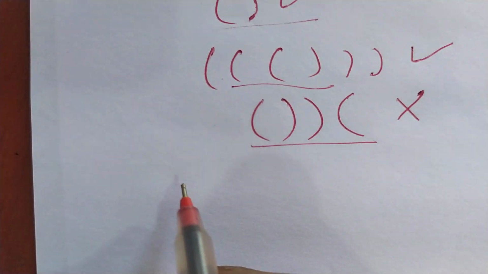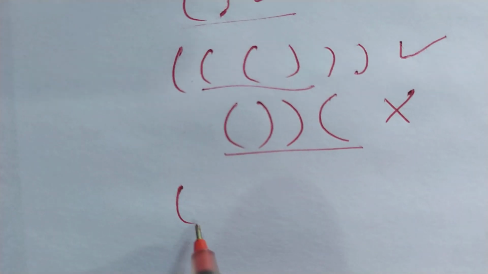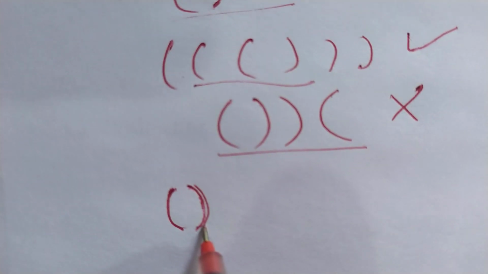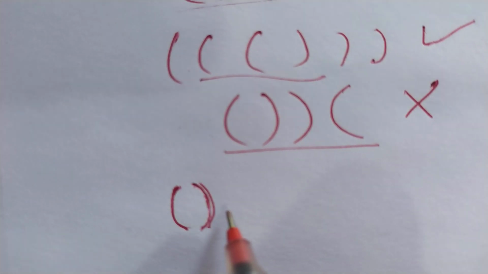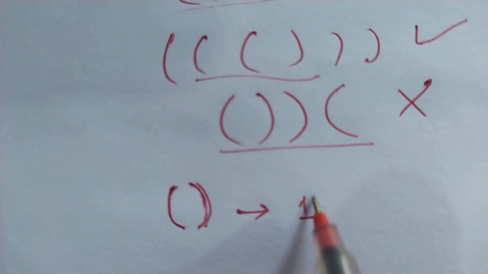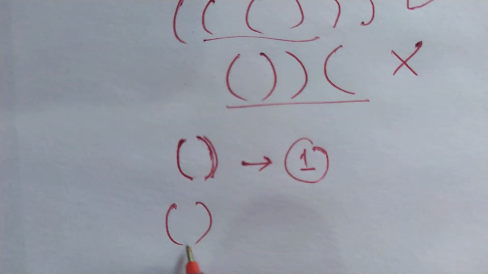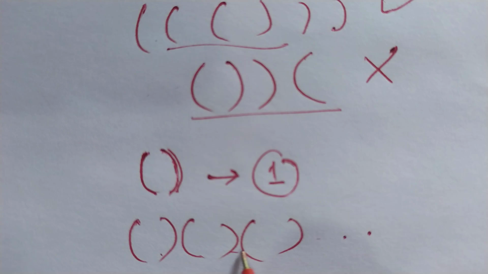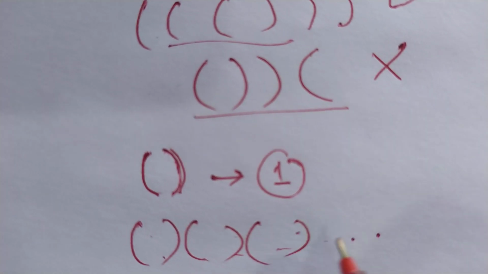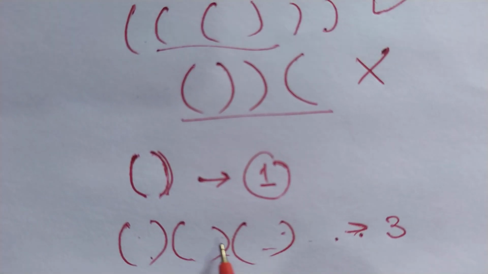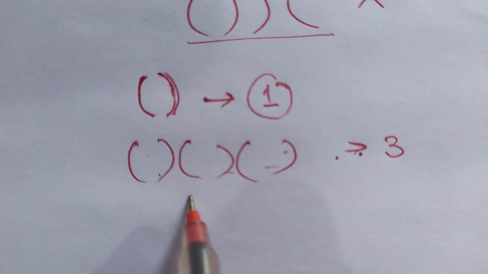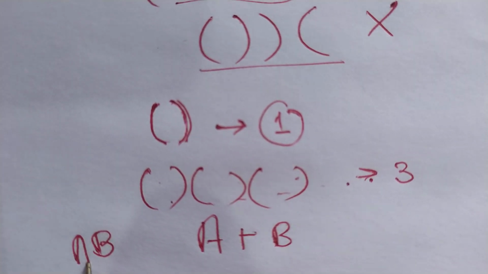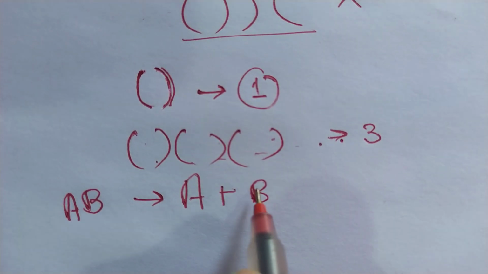The rule for calculating score is like this: if we get a pair of open and close parentheses in a valid manner, we will count it as 1. If there are 2, or 3, or multiple of these, we need to calculate that many times, like 1, 2, 3, so its score would be 3. That is 1 plus 1 plus 1. If we are given AB, we will consider it as A plus B.